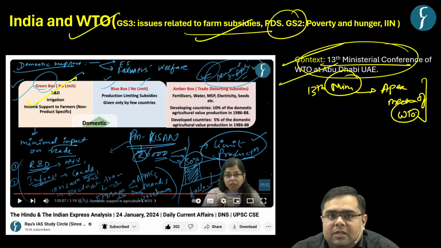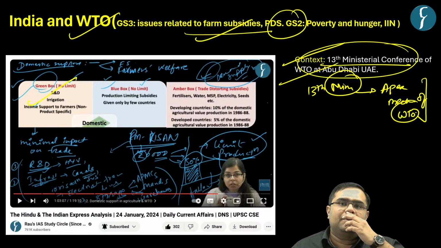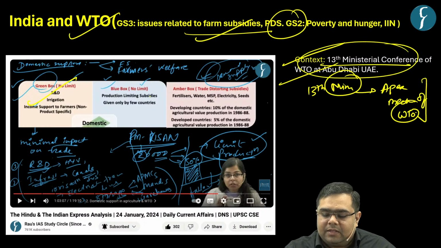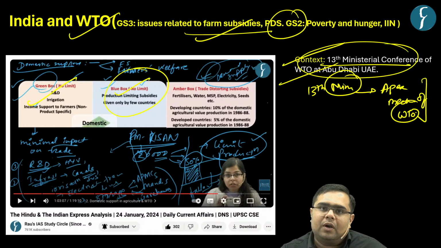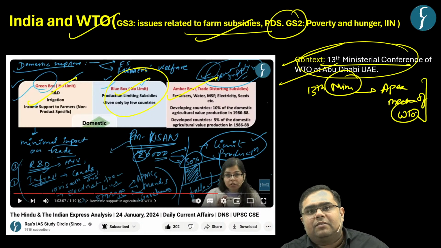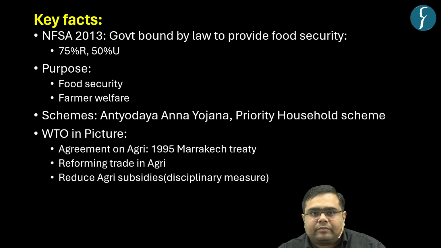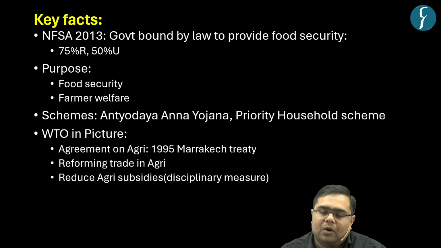We also covered the concept of green box subsidies, that are good to go subsidies which are allowed as per the WTO agreement. Then we discussed blue box subsidies, which are also allowed, but they are specific to the nature of a particular country. These subsidies are not available for every country. And then we discussed the concept of amber box subsidy. These kind of subsidies are considered trade distortionary subsidies. So these kind of subsidies are discouraged by WTO. Let us discuss the key facts, why India and WTO have locked horns.